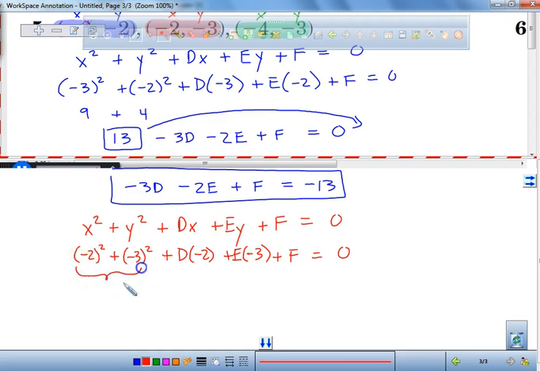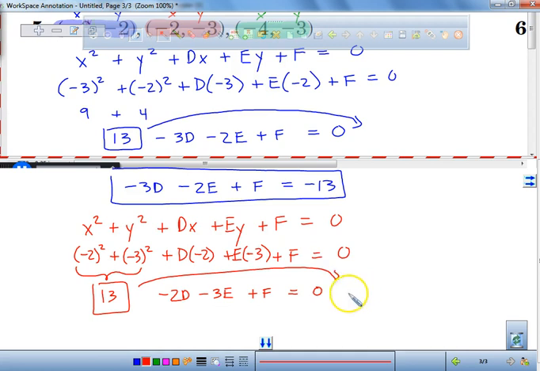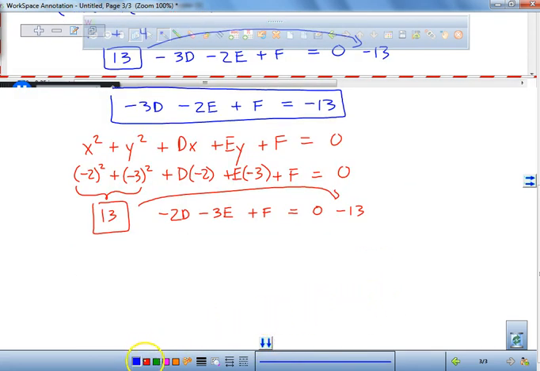Once again, we luck out. That actually becomes a positive 13. That's a negative 2d. That's a negative 3e. That's a 1f. And it equals 0. And when I take this 13 and do the exact same thing, put it over here, what does that become? It becomes a negative 13, because we cast it across the equal sign.